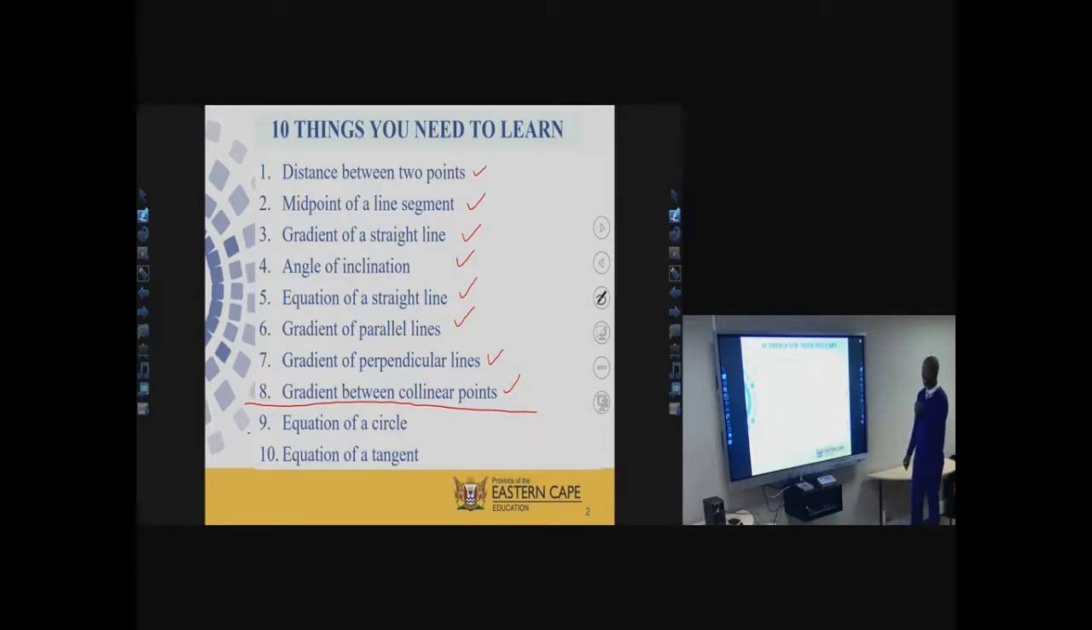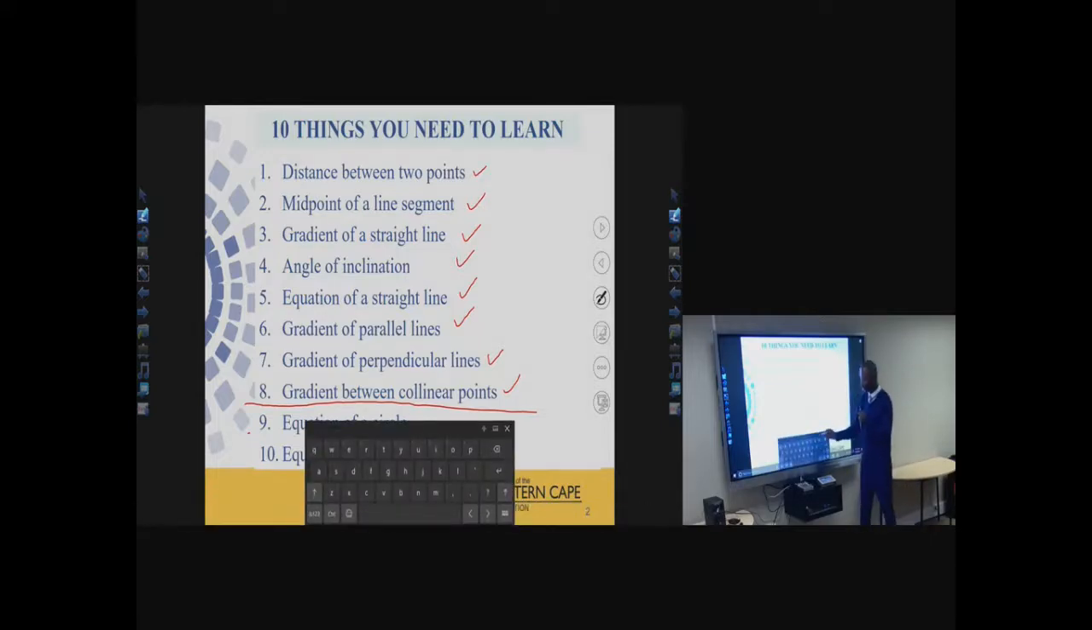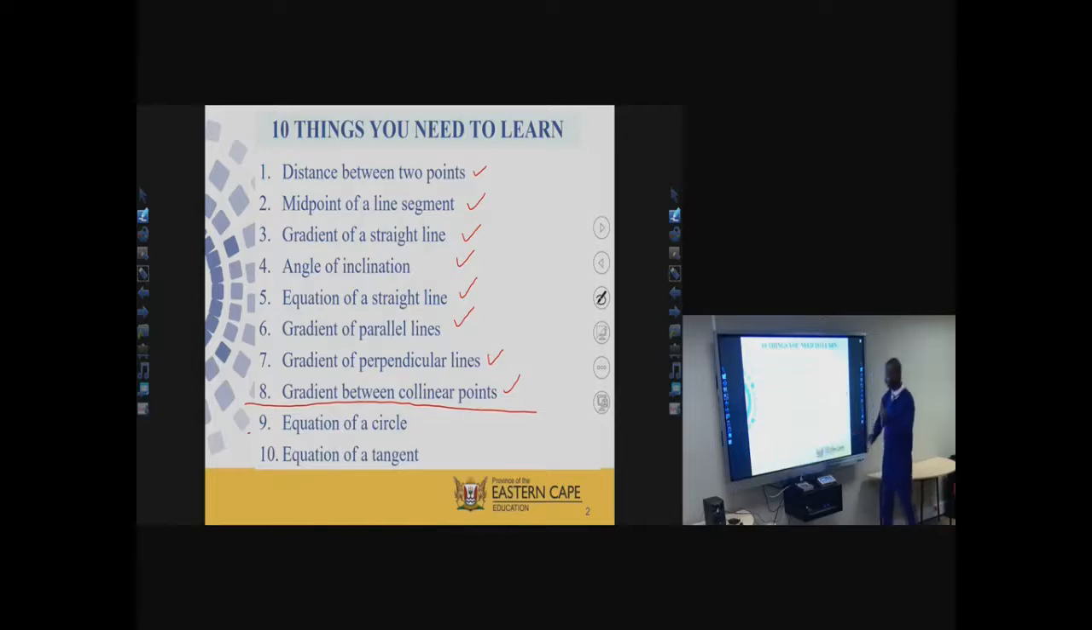done in grade 12. But before you do equation of a circle and equation of a tangent, it is necessary and very important for you to know or to master these, because at the end of the day, you are still going to use all these basic things in analytical geometry when you are solving problems involving circles as well as tangents. So it is very important.